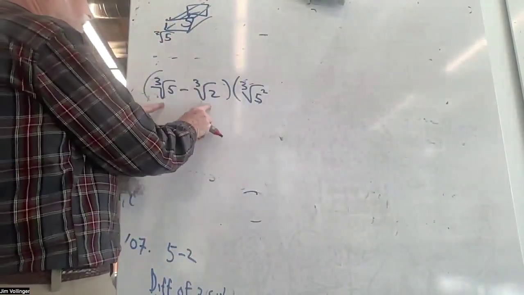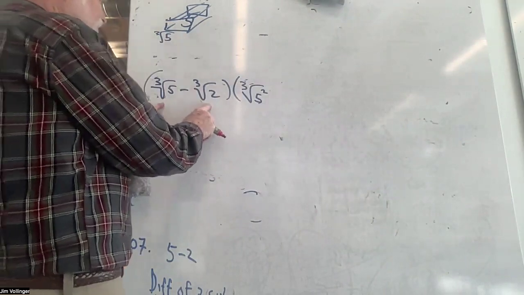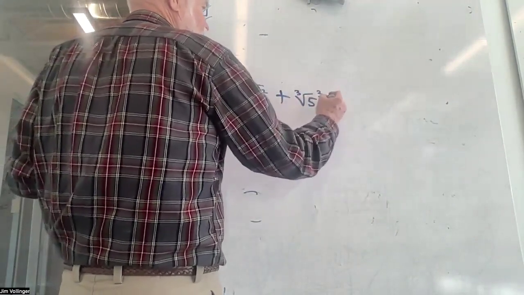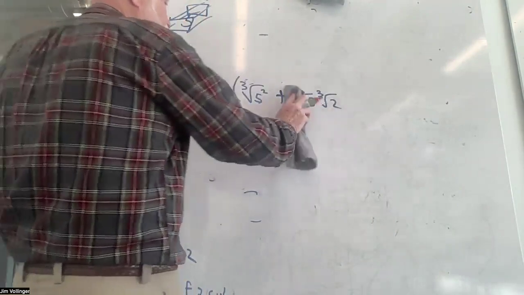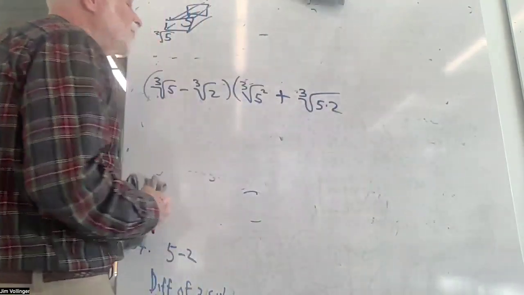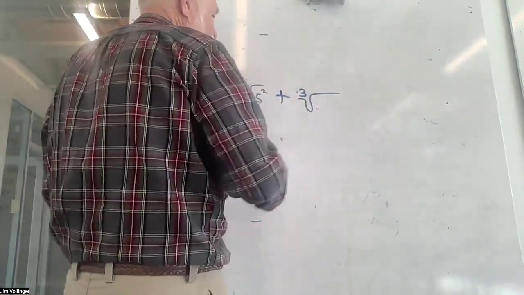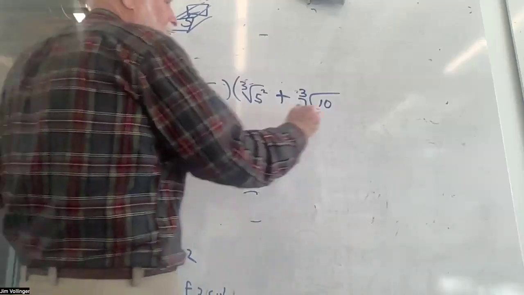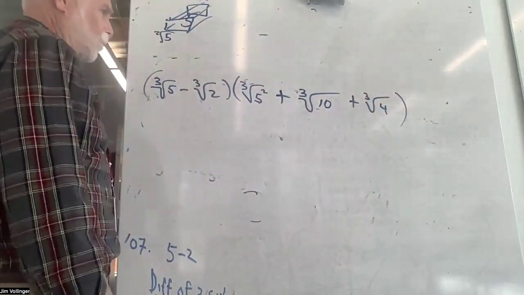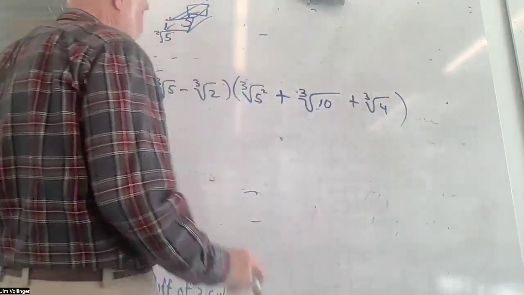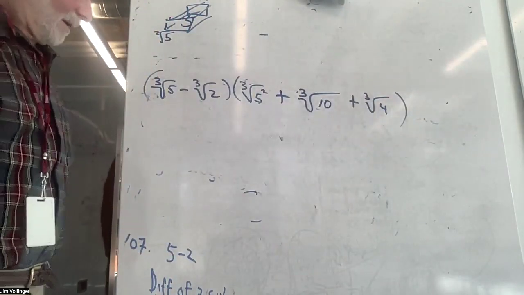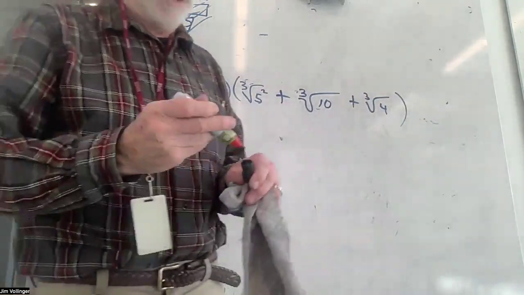Where am I? I've got to get this product and change the sign. So it's just a positive root 5 times root 2, which could have been written as the cube root of 5 times 2, which could have been written as cube root of 10, plus the cube root of 4. 2 times 4 is 8. And the cube root of 8 is 2.